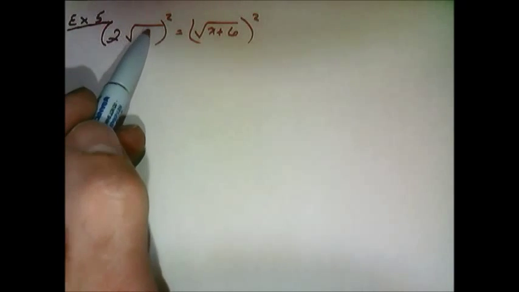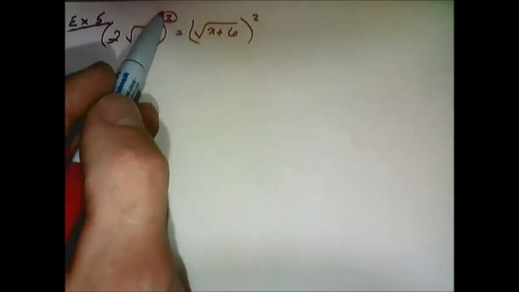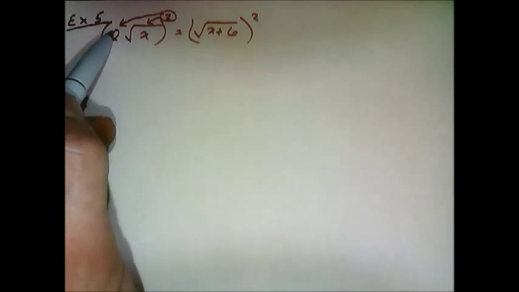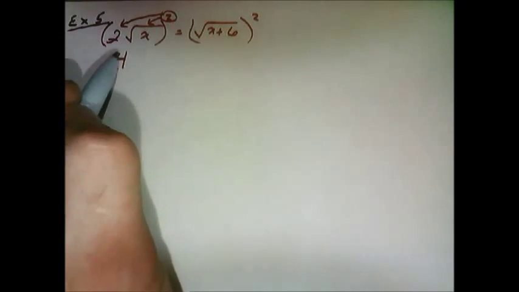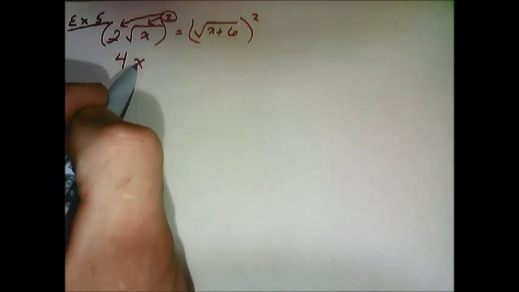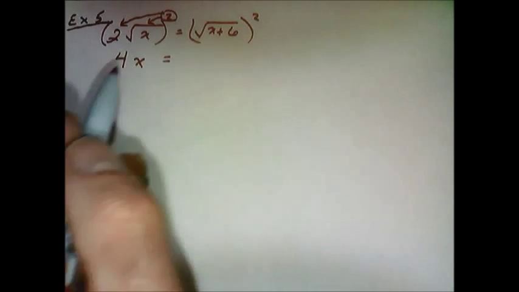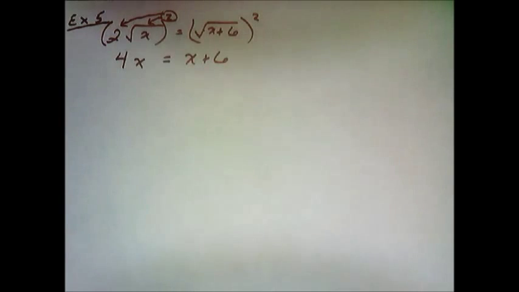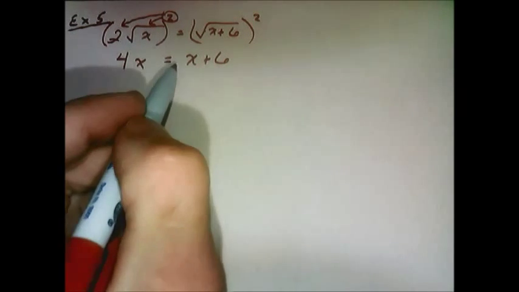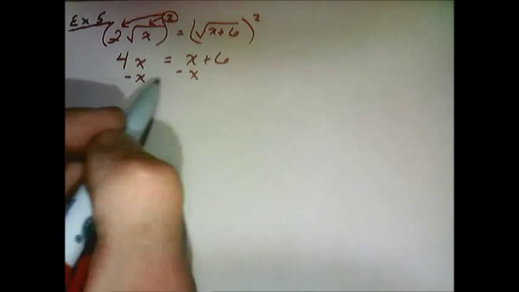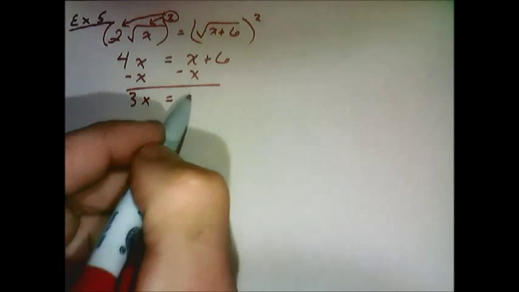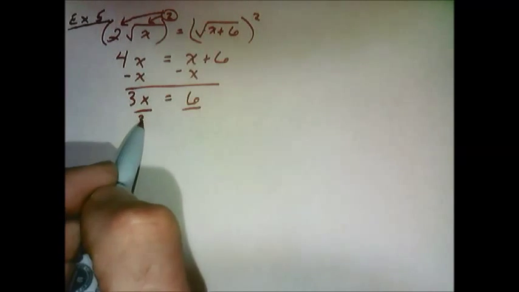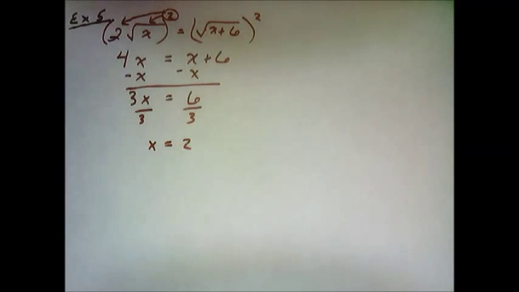If I take 2 radical x and square it, remember this exponent is going to go to both of those pieces. So if I take 2 and square it, I'm going to end up with 4. The square root of x squared gives me x. So I end up with 4x, and equal, the square root squared ends up with simply the radicand, so x plus 6. Solving for x, I can subtract x from both sides. And in this case, I have a nice linear equation. I don't have that quadratic to worry about. Dividing by 3, I'll end up with x equal to 2.